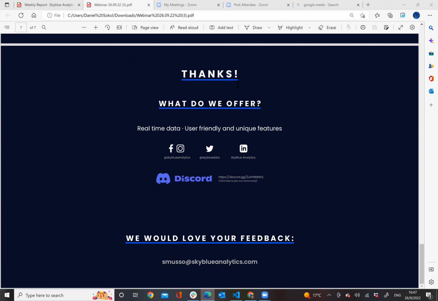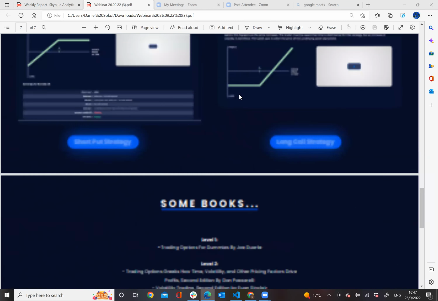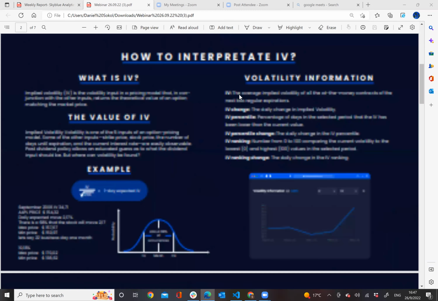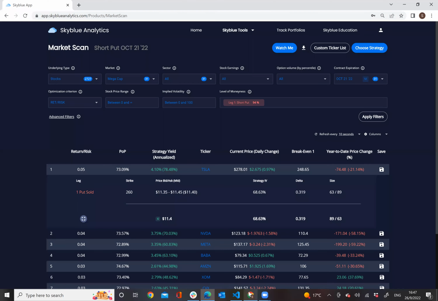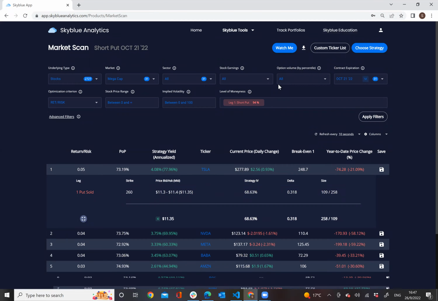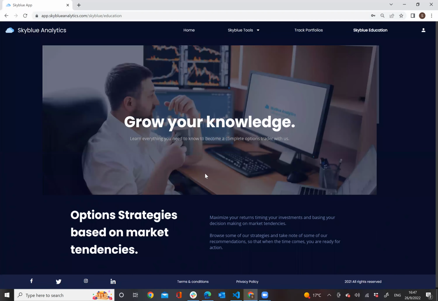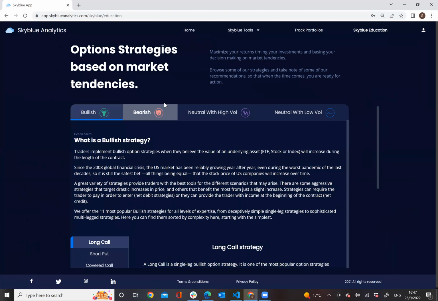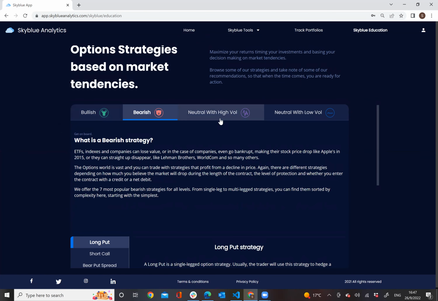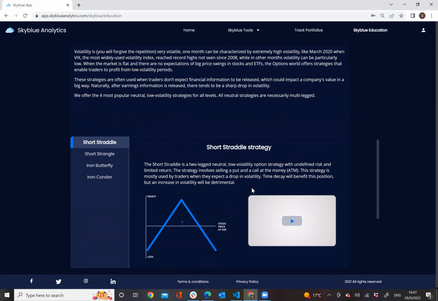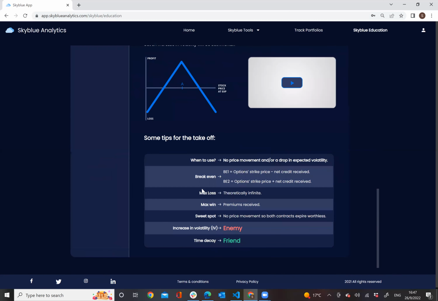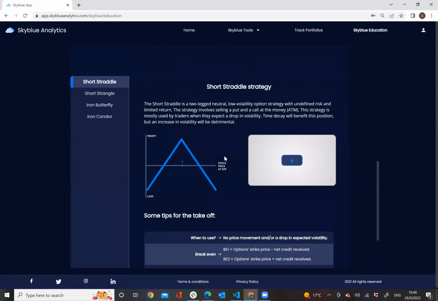Well, the education model, thanks Rodrigo for the question. The education model basically explains each one of the strategies. You go to the education section and you have one of each strategy explained. The strategies for options are divided into 4 sections, and this depends on your market view, basically whether the market is bearish, bullish, neutral with high volatility, or neutral with low volatility. And we have a video where I have explained how to use break even, etc.